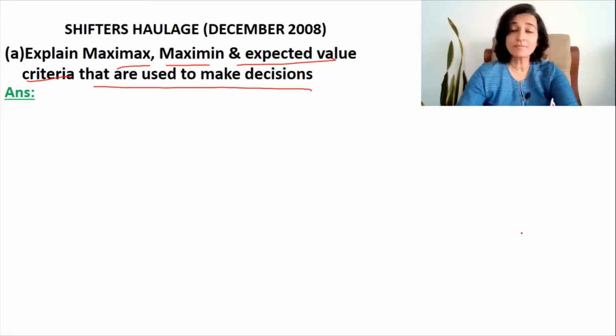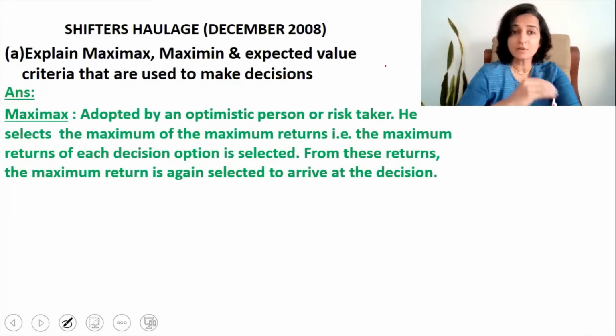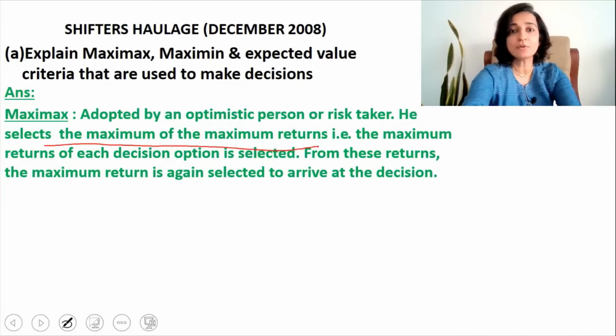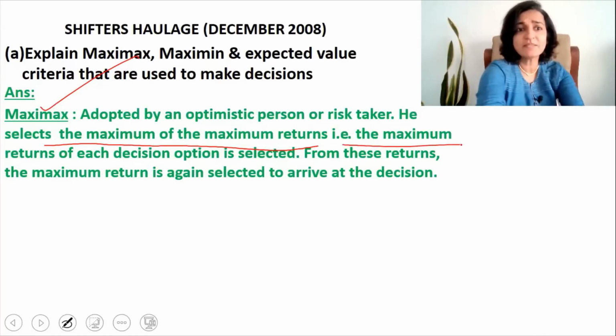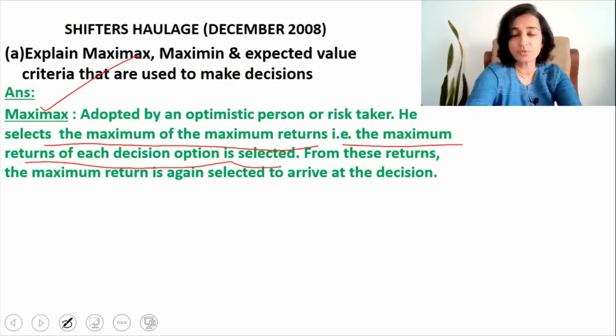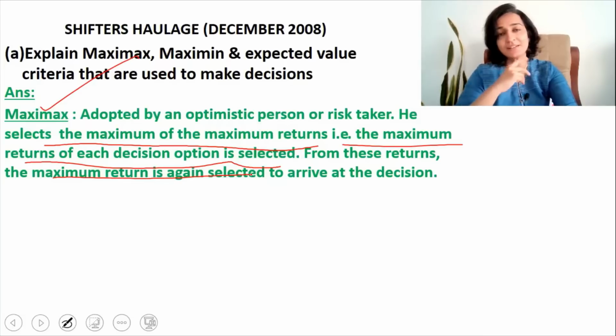So what was the maximax approach? It is adopted by an optimistic person or a risk taker. He selects the maximum of the maximum returns. That is how the name maximax has come. And how do we do it? The maximum return of each decision option is selected, and from these returns, again, the maximum return is selected to arrive at the decision.